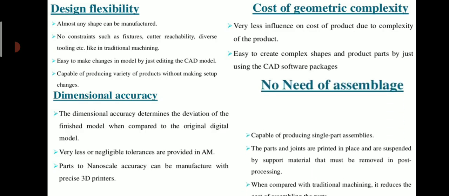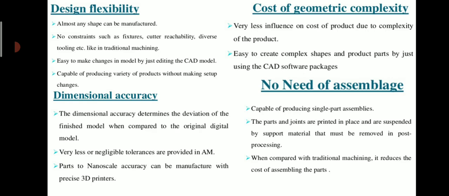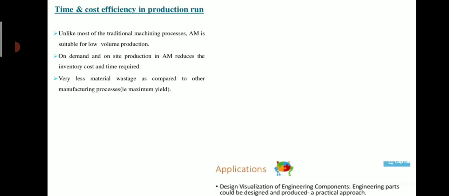No need of assemblage. It is capable of producing single part assemblies. The parts and joints are printed in place and are suspended by support material that must be removed in post processing. When compared with traditional machining, it reduces the cost of assembling the parts. Time and cost efficiency in production run. Unlike most traditional machining processes, additive manufacturing is suitable for low volume production. On demand and on-site production in additive manufacturing reduces the inventory cost and time required. There is very little material wastage as compared to other manufacturing processes.